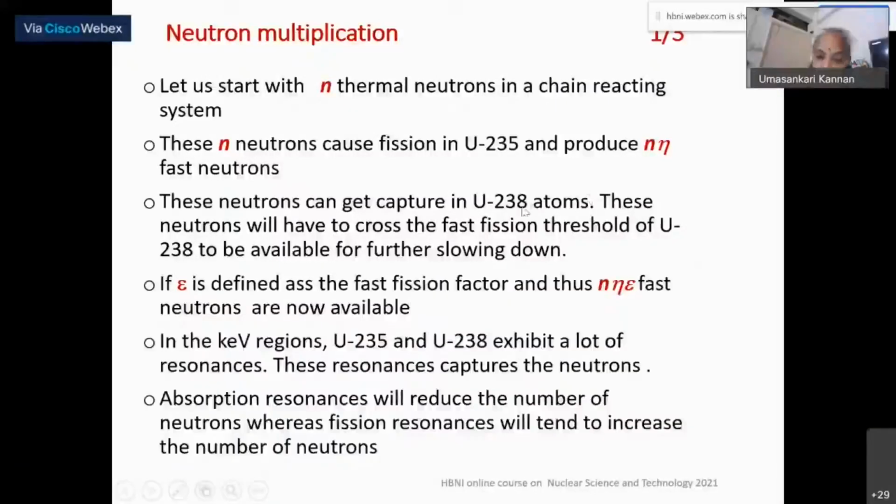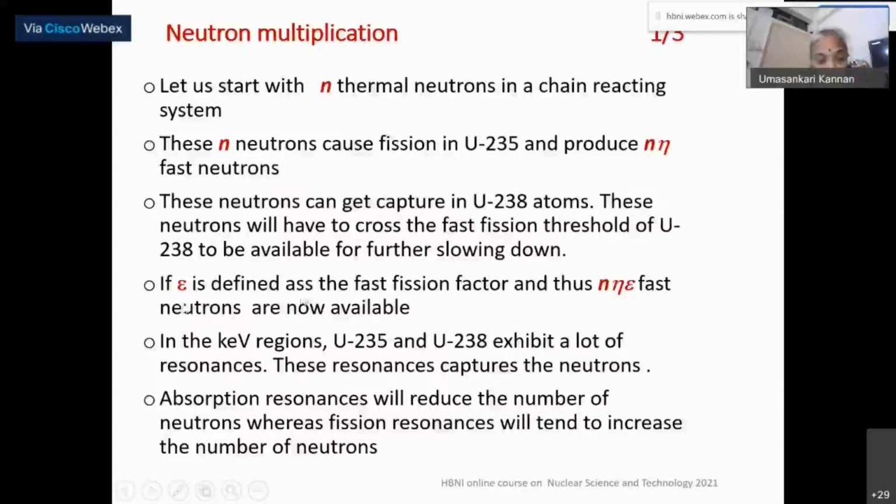So that much critical energy is available in these fast neutrons, so they can cause fission in uranium-238 atoms. When they cause fission in uranium-238, you are going to get a greater number of neutrons. This is defined by a factor epsilon. These neutrons have to cross this fission threshold of uranium-238 and come down to resonance energy regions and thermal energy regions for further slowing down.